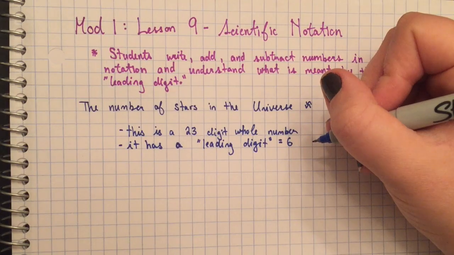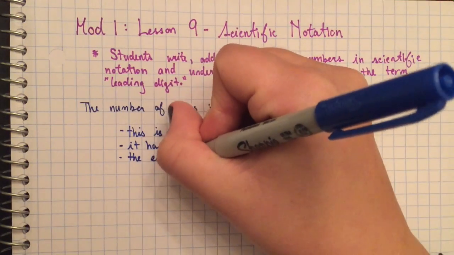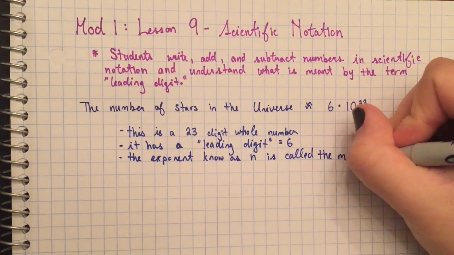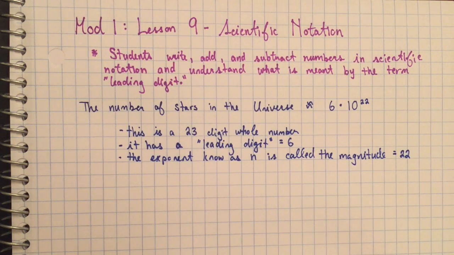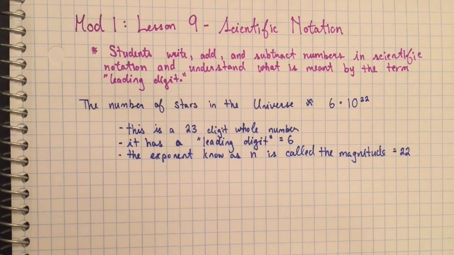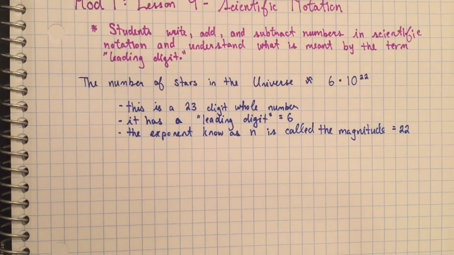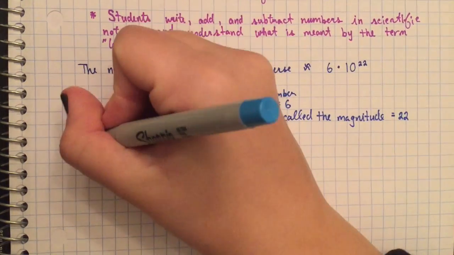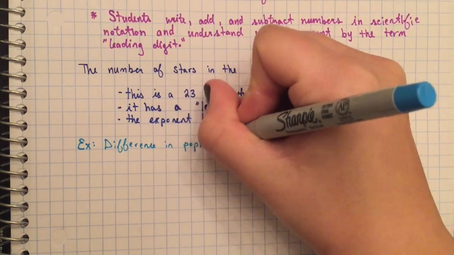And then the other term that we want to know is called the magnitude. The exponent is known as n and is called the magnitude. So our magnitude is equal to 22. It basically tells us how many zeros would come after the leading digit. So just by examining that value in scientific notation, 6 times 10 to the 22nd power, I know how many digits there are, I know the leading digit, and I know the magnitude. So let's look at an example where we actually have to use this information.